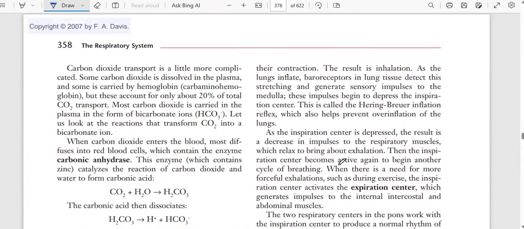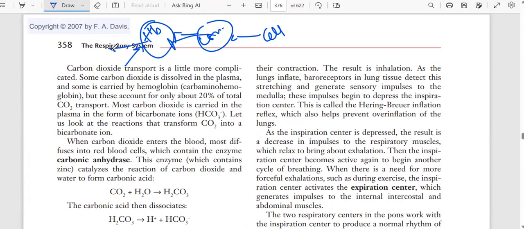Carbon dioxide is also there. Basically, carbon dioxide is produced by the cells. So cells are releasing carbon dioxide. Carbon dioxide will attach to the Hb also. Like oxygen is attaching to the Hb, carbon dioxide is attached to the Hb and it will enter into the blood. From the blood to the lungs, it will be eliminated.